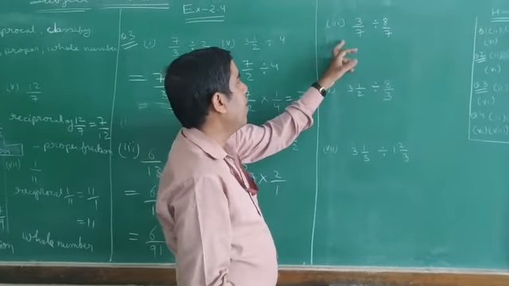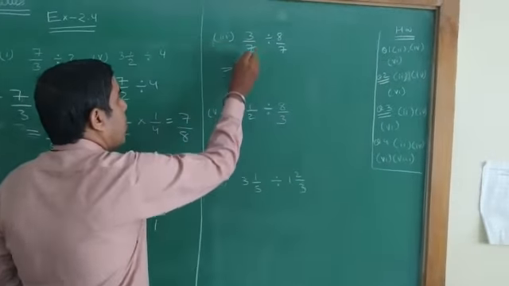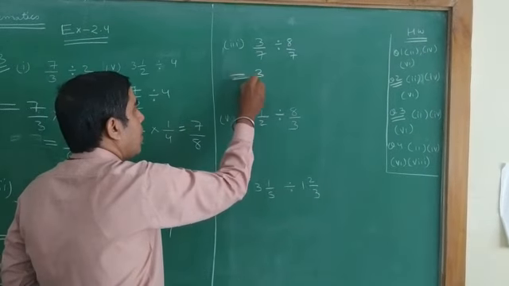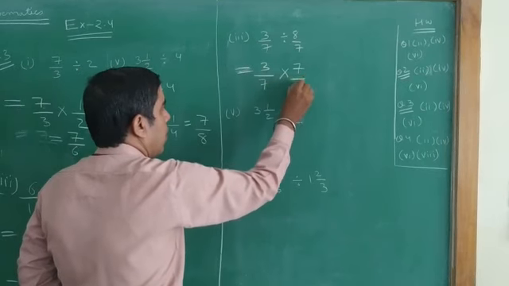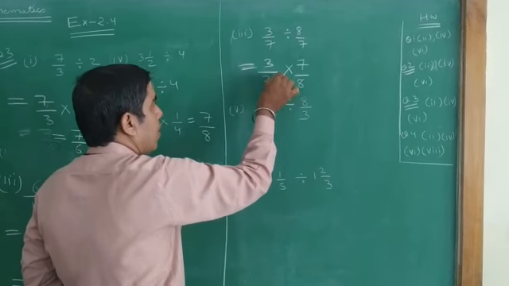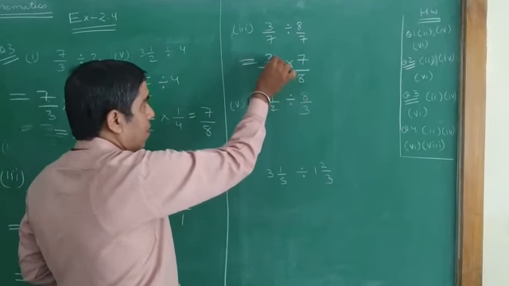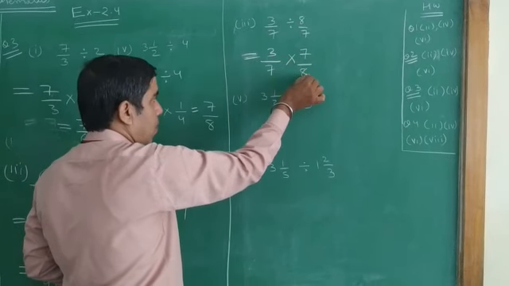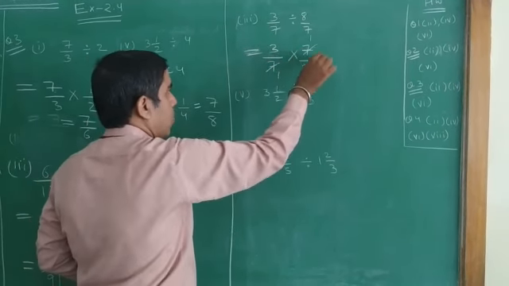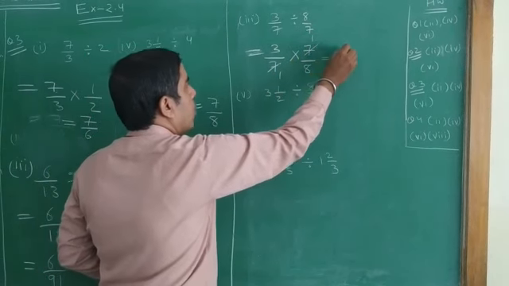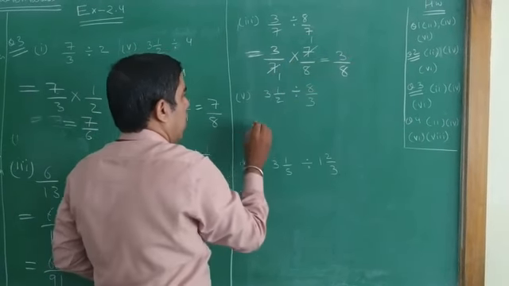Now here you can see again, divided by 7. So it comes 3 by 7 multiplied by 7 by 8. Now you can see here, if you want to cancel, we can cancel up and down. 3 table 8 is coming, no. 7 table 7 is coming, yes. 7 times 1 is 7, 7 times 1 is 7. The answer is 3 by 8.